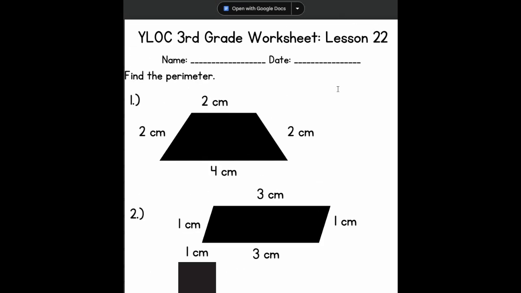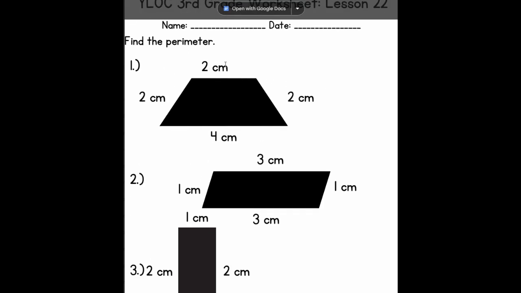Find the perimeter. Perimeter is the length of the outside of an object. So 2 plus 2 plus 4 plus 2 is 2 plus 2, which is 4, plus 4 is 6, plus 4 is 8, and then plus 2 is 10. So the perimeter of the shape would be 10 centimeters.